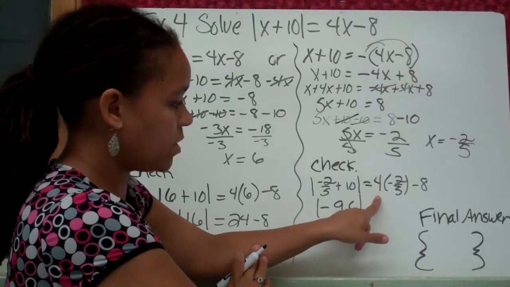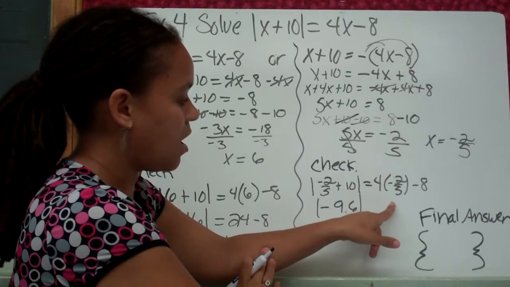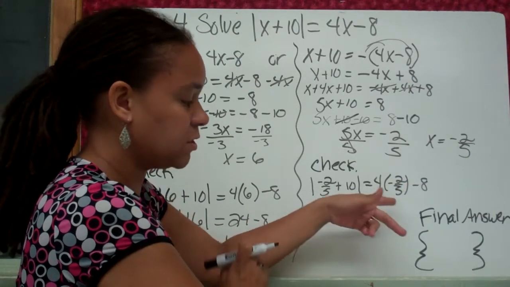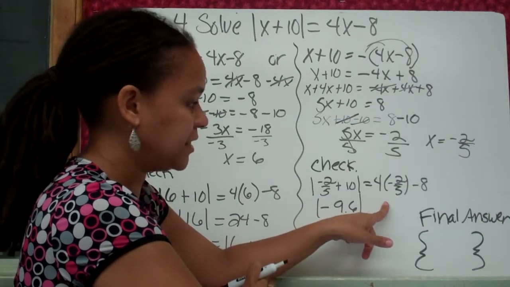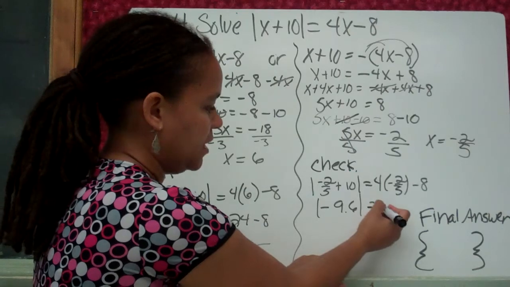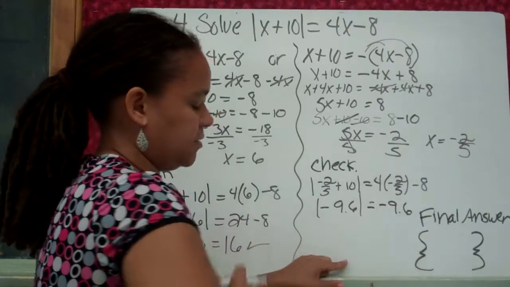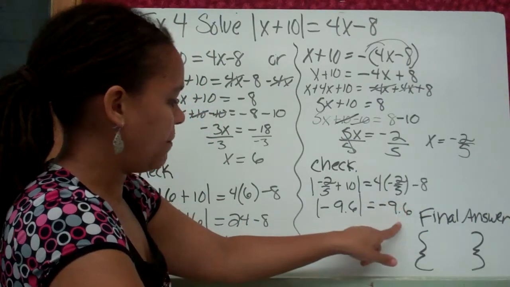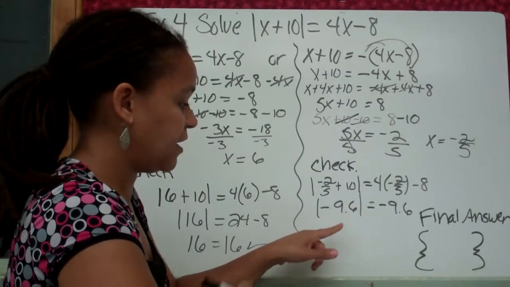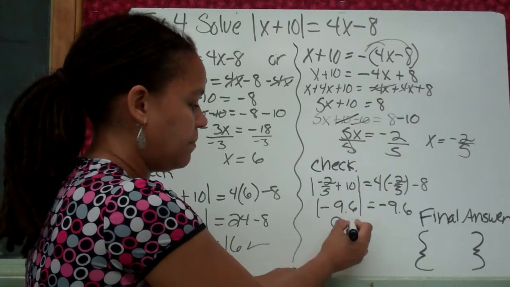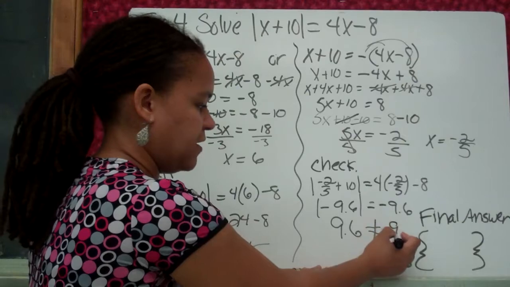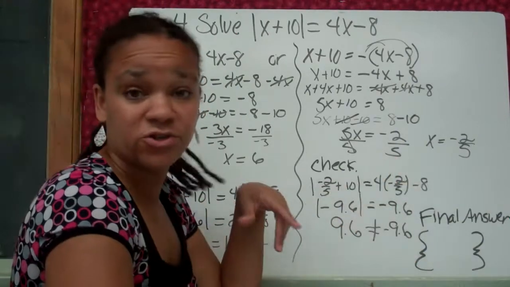And then 4 times negative 2/5. If you do fractions, of course, you're going to have negative 8/5. You can turn that into a decimal and then subtract 8. You end up with negative 9.6. So you end up with negative 9.6, but over here I need to take the absolute value. So the absolute value of negative 9.6 is 9.6. So that does not equal negative 9.6. So this one actually is not a solution.